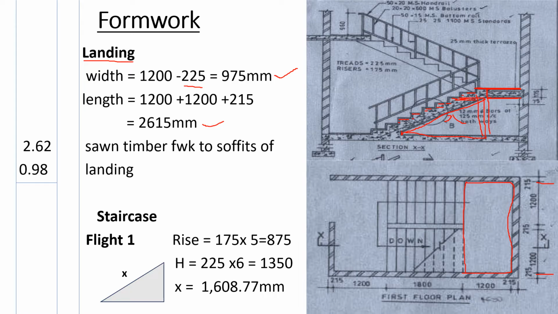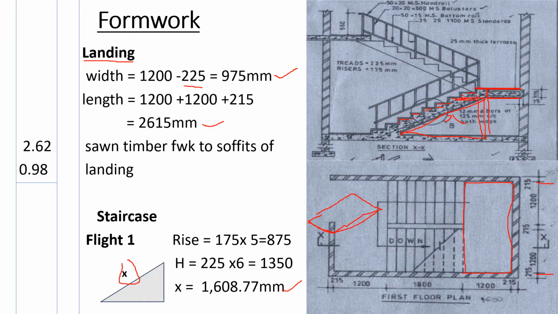Now using Pythagoras theorem, we can find our x, which is 1608.77 millimeters. So that is our x. So that is the formwork that we'll need, and then by its width, because that string is that way. So this is what we have for 1608, and then we are going to take our width.